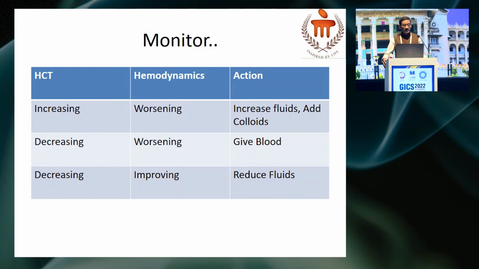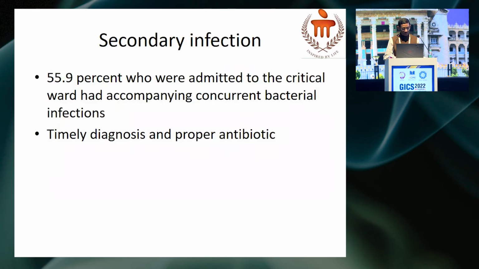And while managing this patient, the fluids, if the hematocrit is increasing and hemodynamics are worsening, increase the fluids or add colloids. If the hematocrit is decreasing but hemodynamics are worsening, give blood and blood products. If the hematocrit is decreasing and patient is improving, reduce the fluids rapidly.